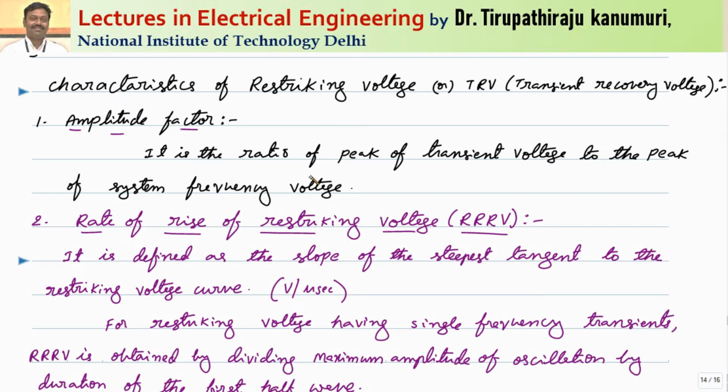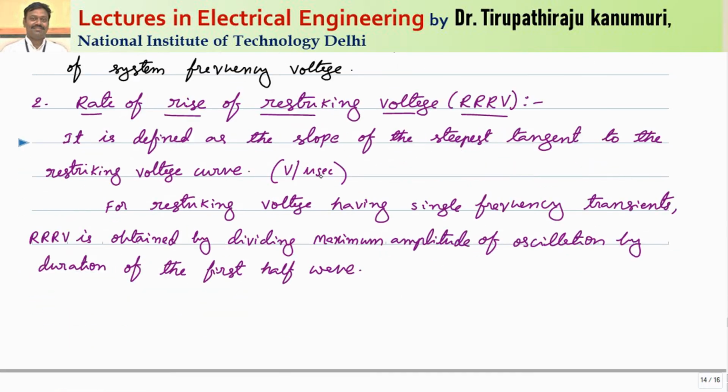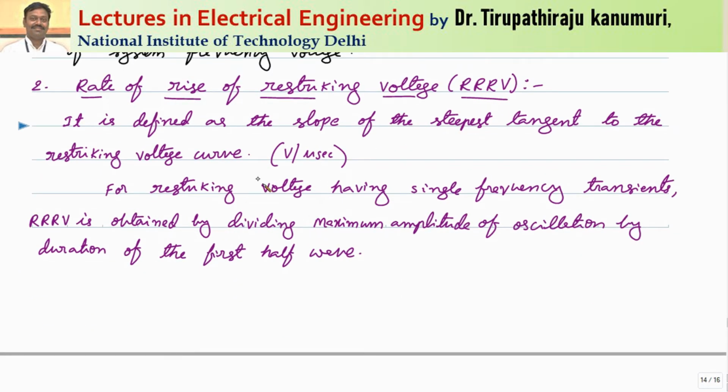So in our example, in this case, we are getting it as 2 because it is reaching up to 2 times the value. Agree with me? That is called the amplitude factor. And the next one is the rate of rise of restriking voltage.